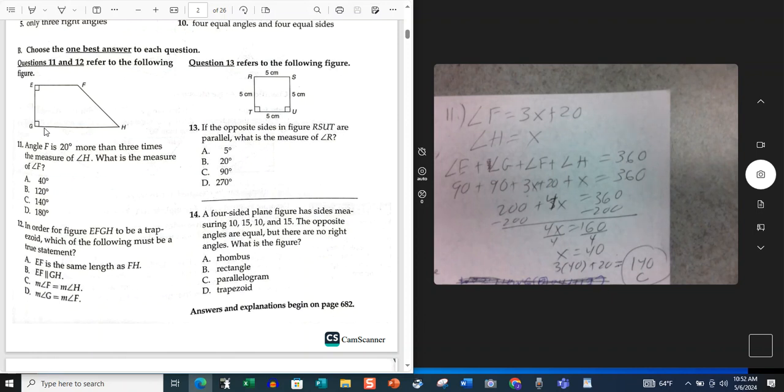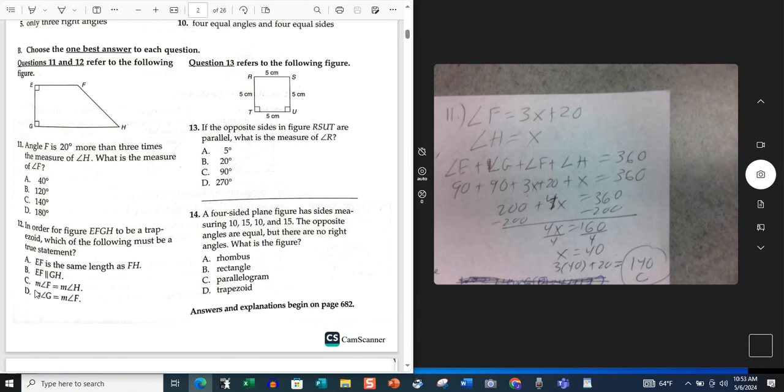Problem number 12 states, in order for EFGH to be a trapezoid, which of the following must be a true statement? Okay, if we said EF is the same length as FH. Now we know trapezoids, none of the sides are equal. So we know A is out. EF must be parallel, this is a symbol for parallel, to GH. Now we know, looking here at EF and GH, they are parallel. So far B is our answer. So now we look at C.